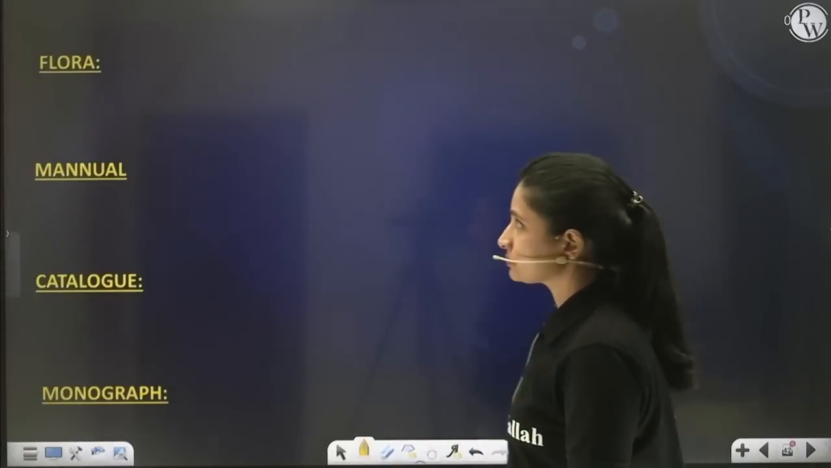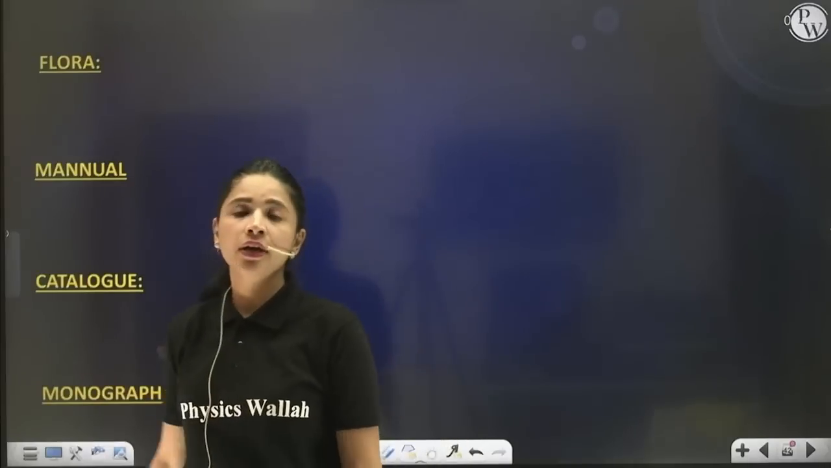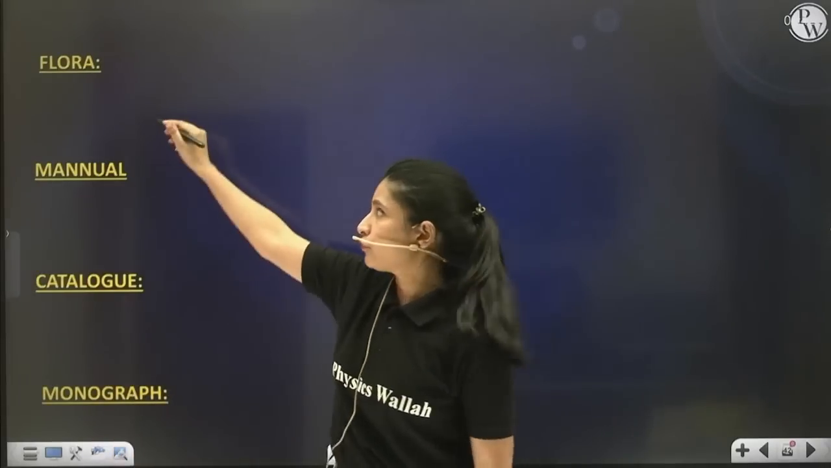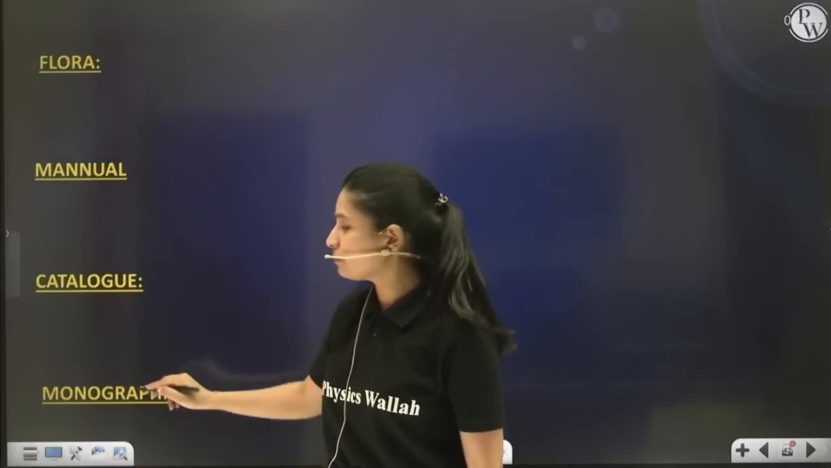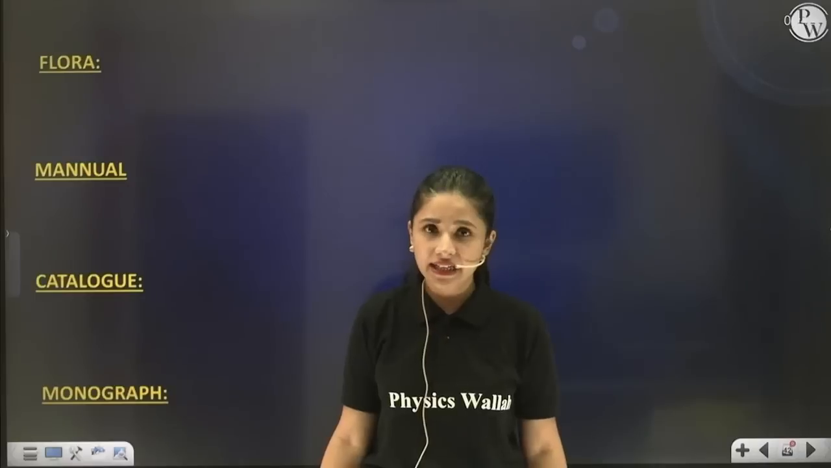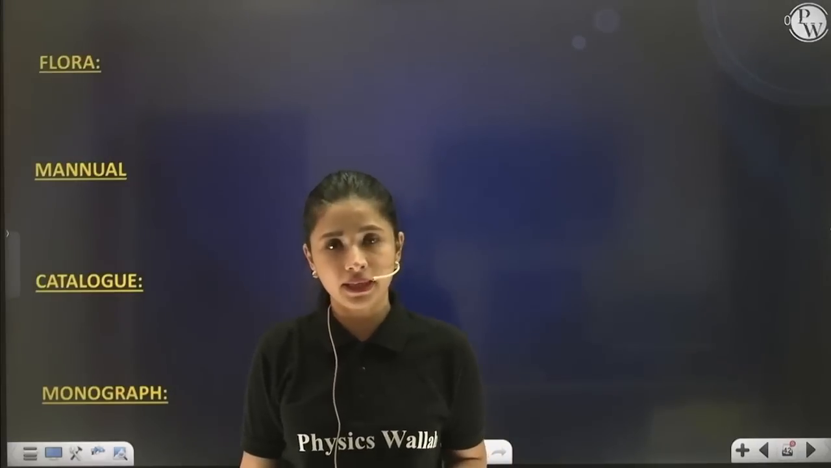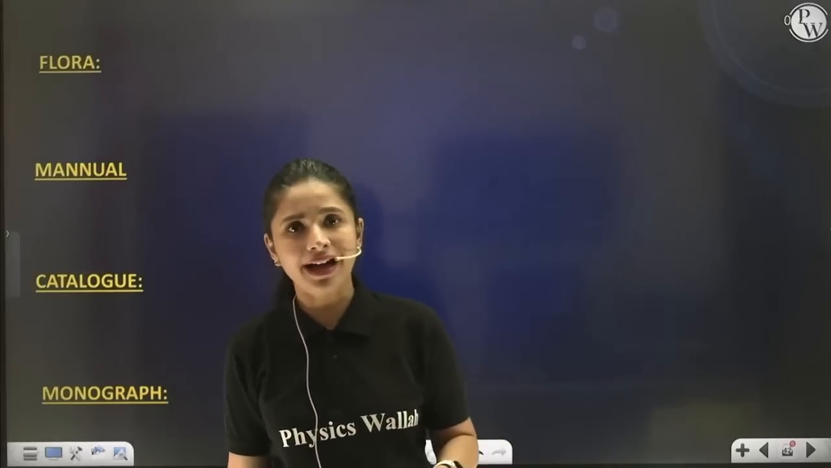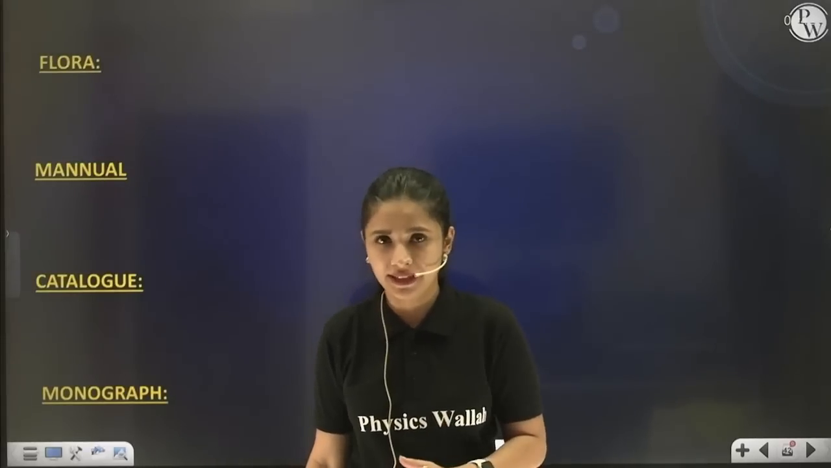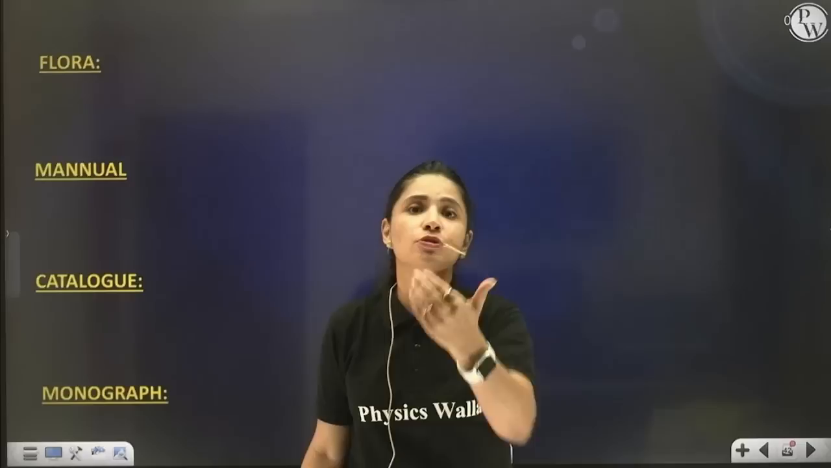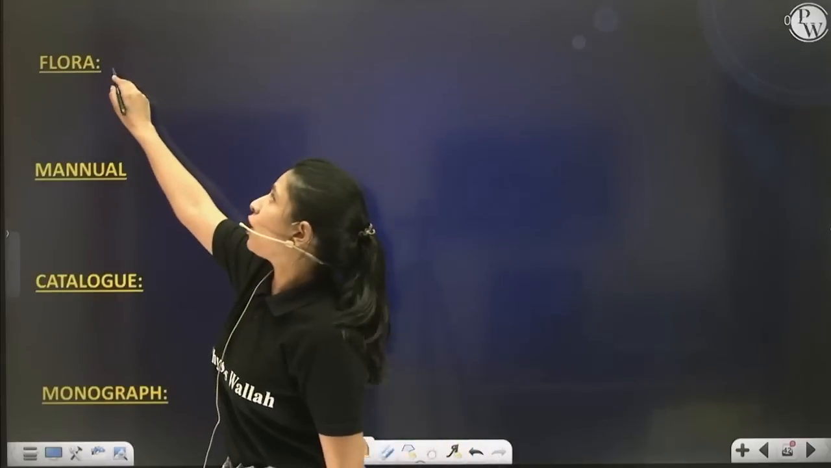Moving ahead are the remaining 4 taxonomical aids: flora, manual, catalog, monograph. Very easy. I am going to give one statement related to each of the taxonomical aids. You have to remember them. That's it. Questions will be asked related to these taxonomical aids from the statements which I am going to give you.